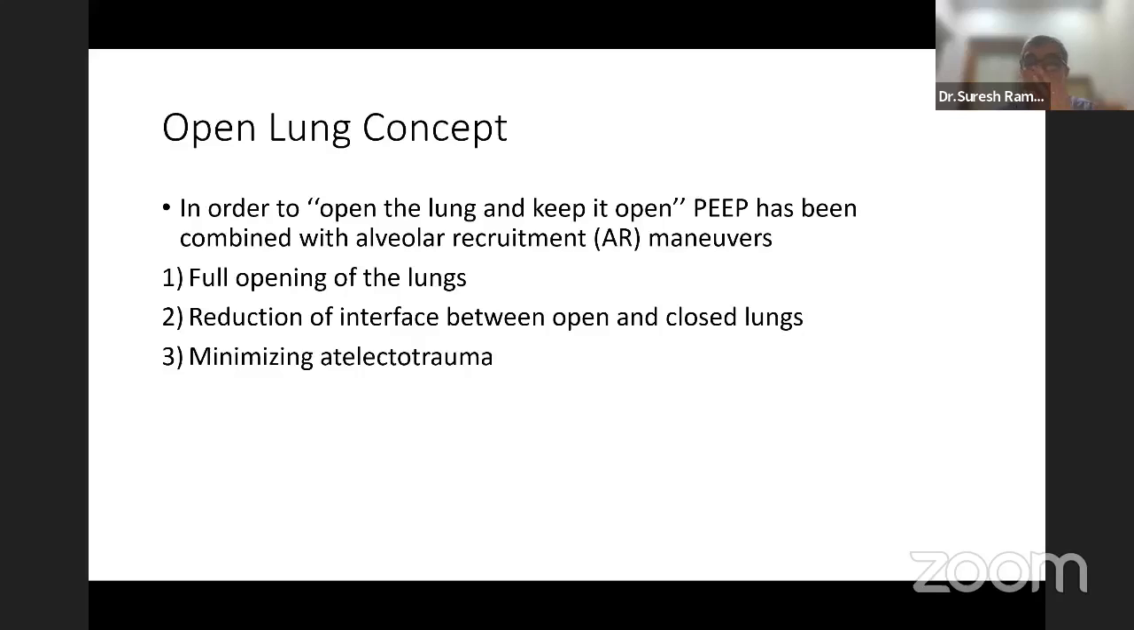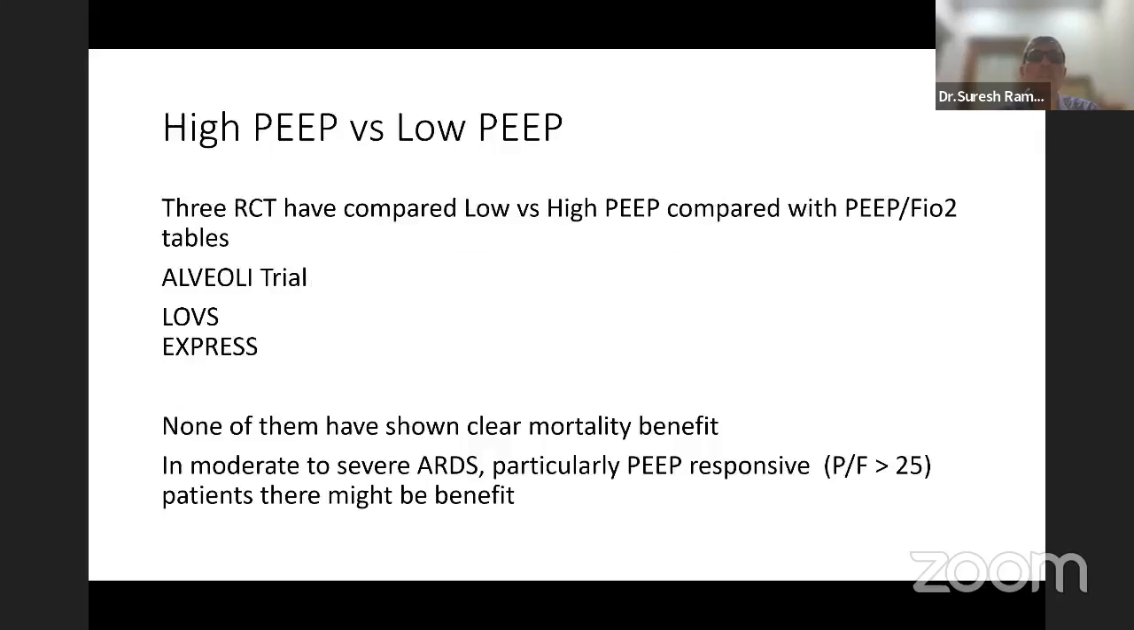And we know that alveolar recruitment maneuvers are now no longer recommended because of the ART trial, which has shown that a sustained high inflation recruitment maneuver actually increases mortality. So we now are left only with the PEEP. And we now know that with high PEEP versus low PEEP, 3 RCTs have compared them: the ALVEOLI trial, the EXPRESS trial, and the LOVS trial, and none of them have shown clear mortality benefit. So in moderate to severe ARDS, maybe particularly in a PEEP responsive group, that is when the PF ratio improves by more than 25, there might be a benefit.